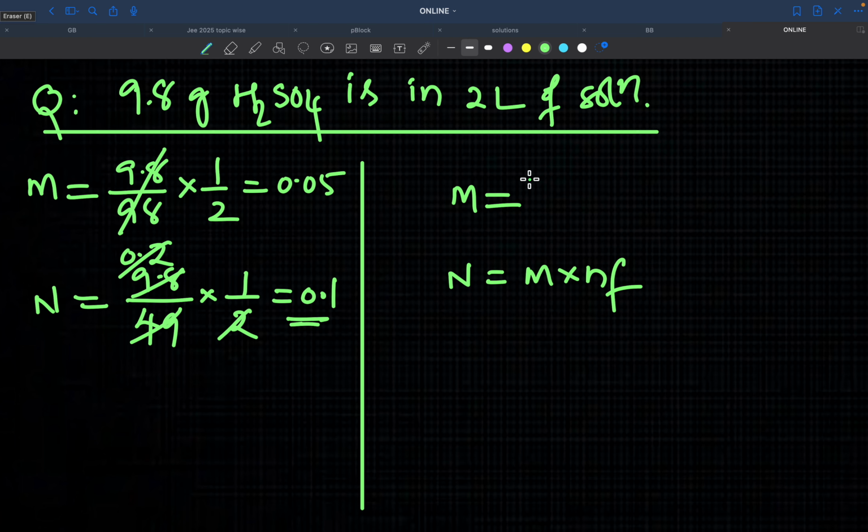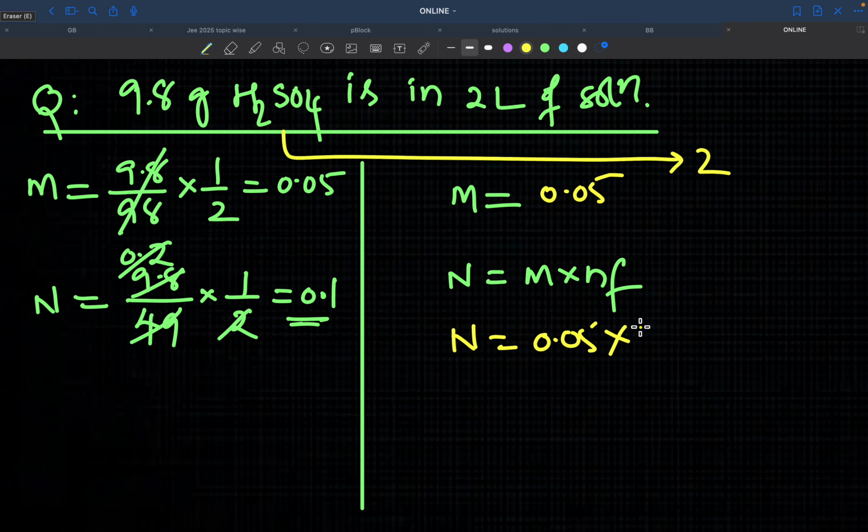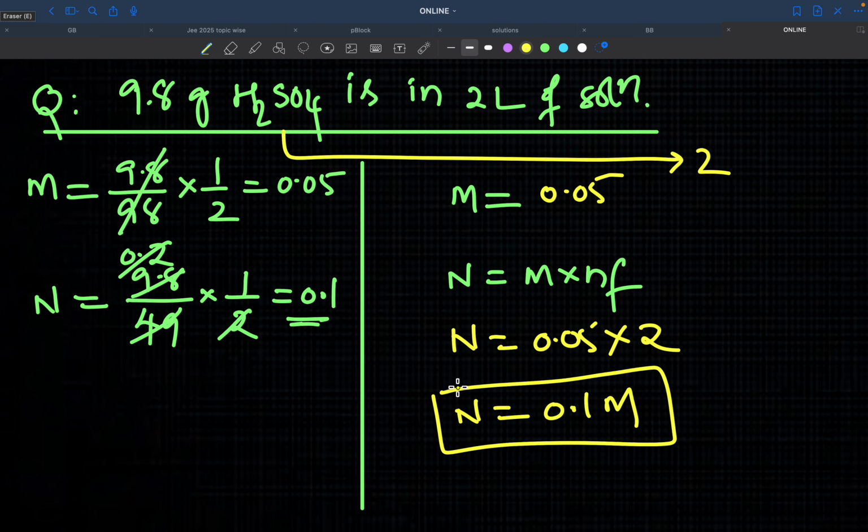So we can also do it like this. Molarity is 0.05. So my normality equals 0.05 into n factor, and the n factor for sulfuric acid is 2. So multiplied by 2, which also equals 0.1 normal. Sorry, 1 normal.